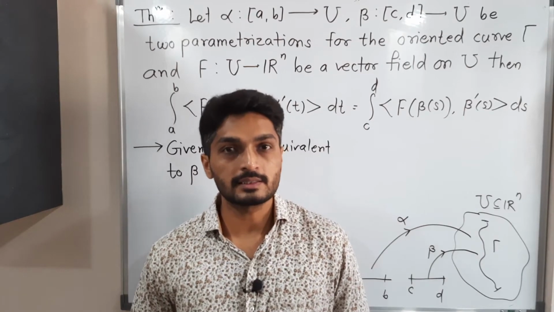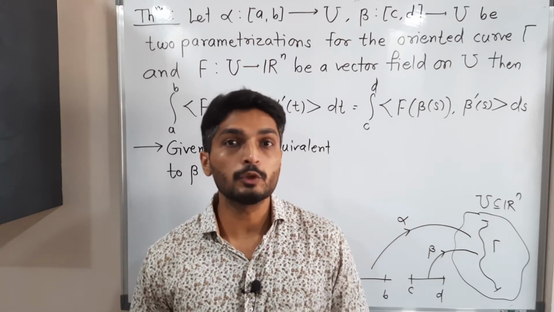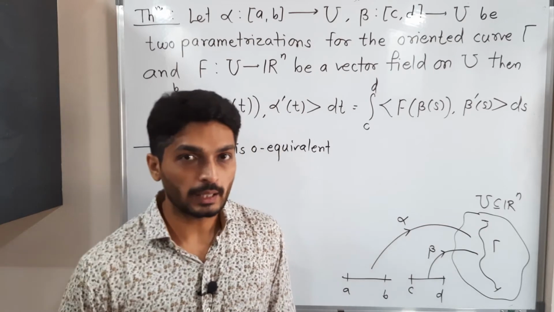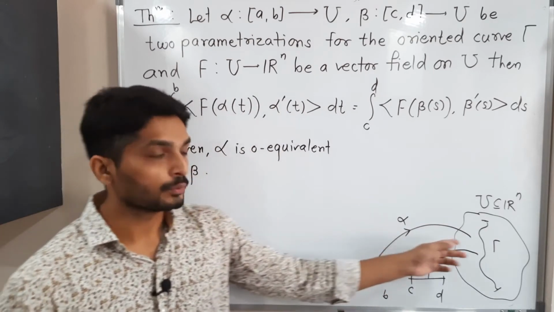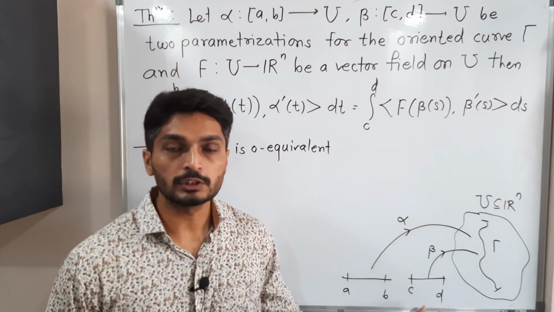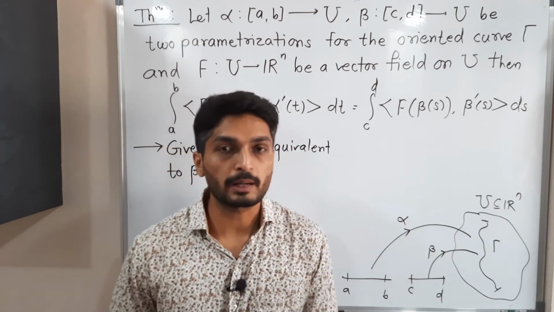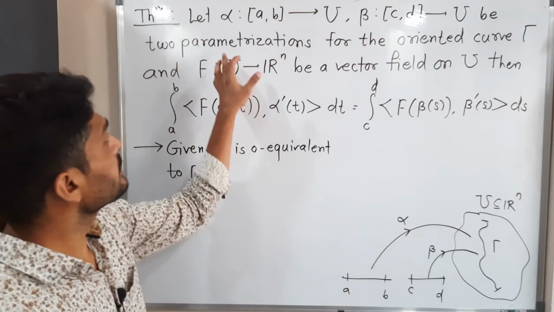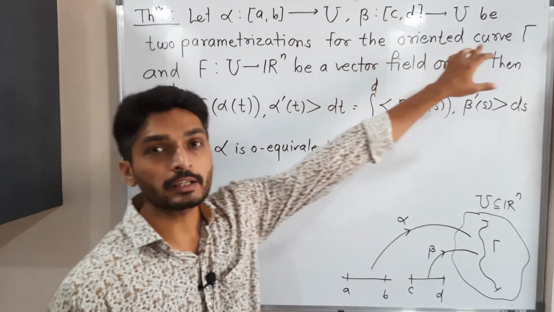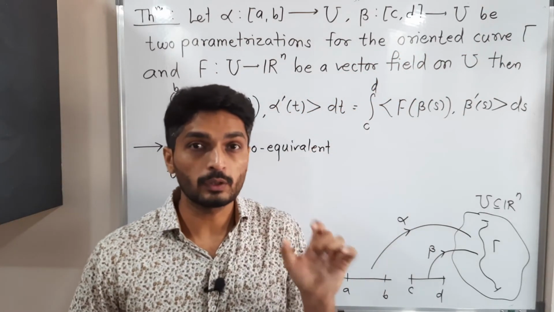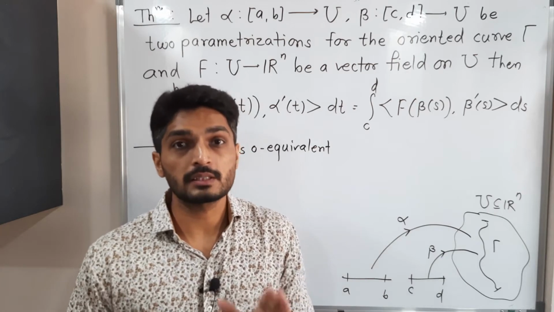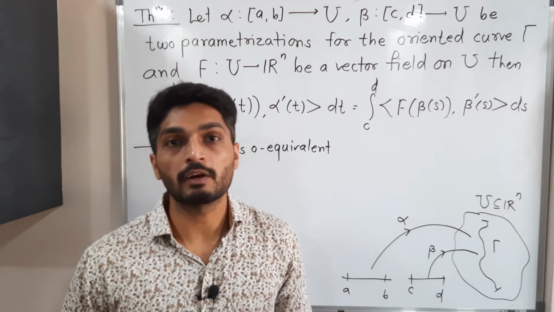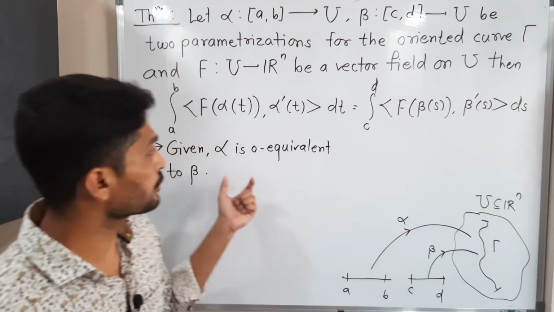Let us discuss this theorem. In this theorem, two parameterizations are given: alpha defined from the closed interval [a, b] to U and beta defined from the closed interval [c, d] to U. They have mentioned these are parameterizations for the oriented curve gamma. That means alpha is O-equivalent, oriented equivalent, to beta. This is the information we have.